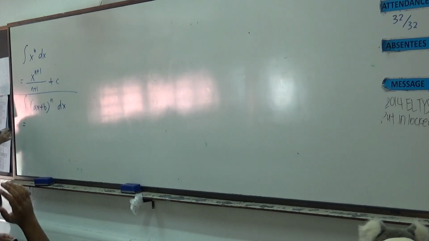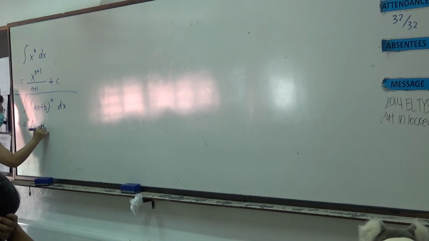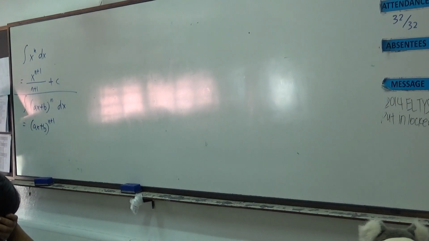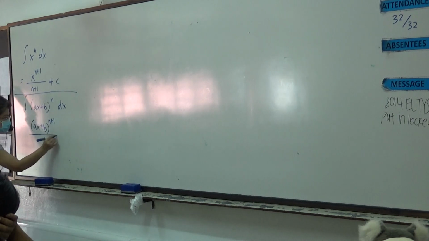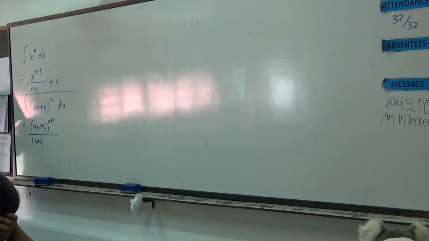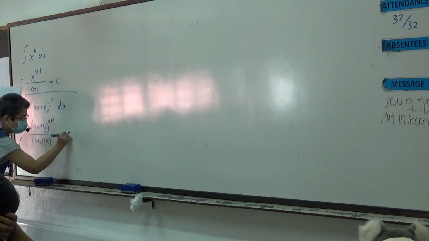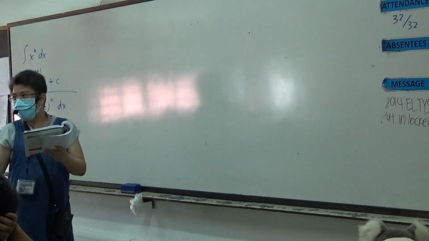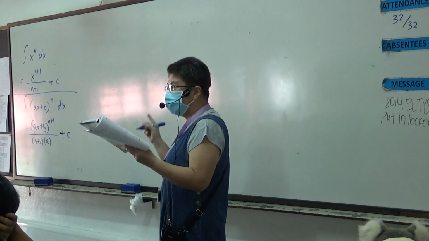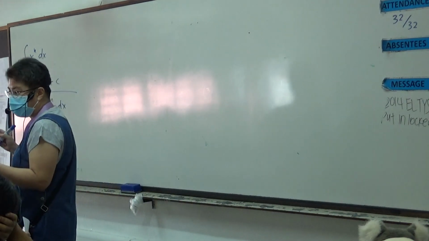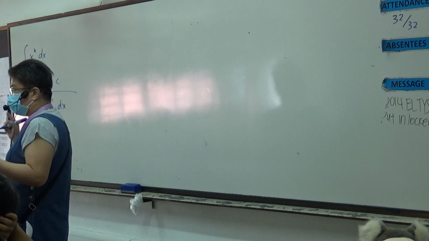Don't copy. I will have (ax+b)^n. Then I increase the power, right? Then I must divide by the increased power. Then when I differentiate the inside, I will get a, right? Correct? Because I am integrating with respect to x. So it will be this. That means you divide by the increased power, you also divide by the differentiation of the inside. Okay? Then c is a constant.